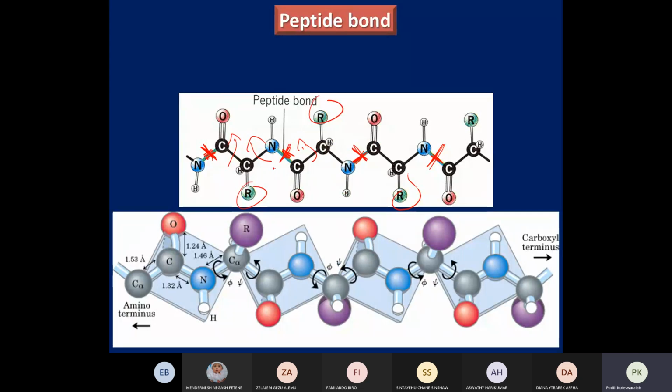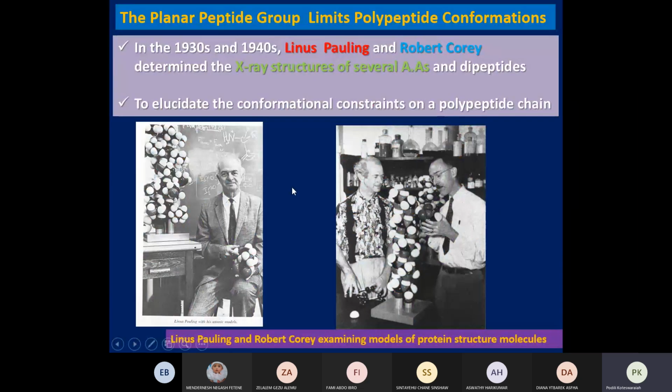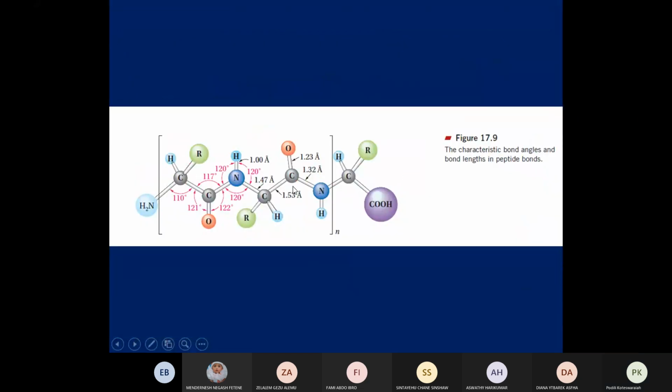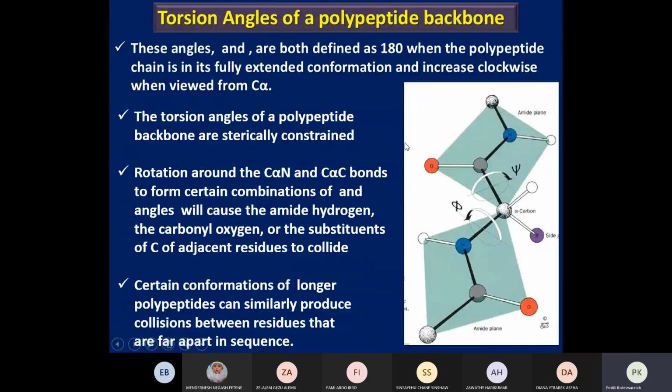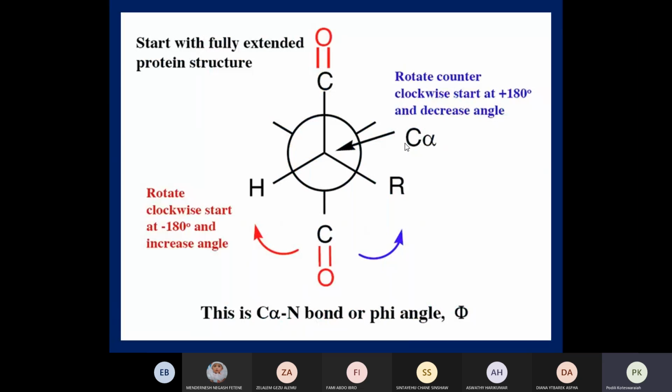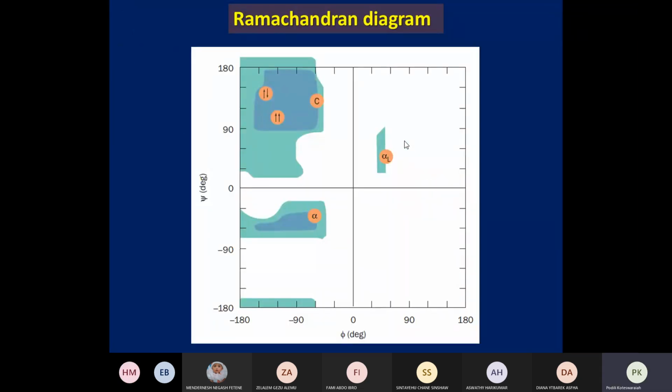The rotation between the C alpha and the C double bond O is known as the psi, and the rotation between the C alpha and the NH is known as the phi. G.N. Ramachandran measured the psi and phi angles for various peptides using models, and he constructed a map that is known as the Ramachandran diagram or Ramachandran map, and it is also known as the phi psi plot or the phi psi map.